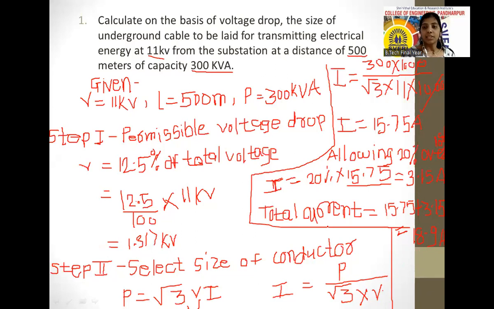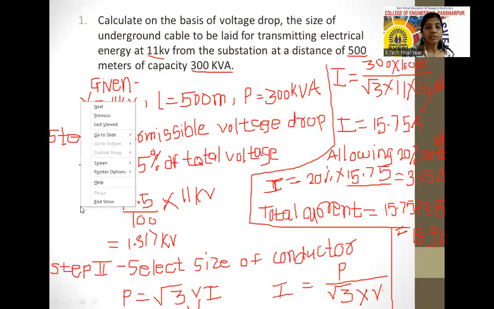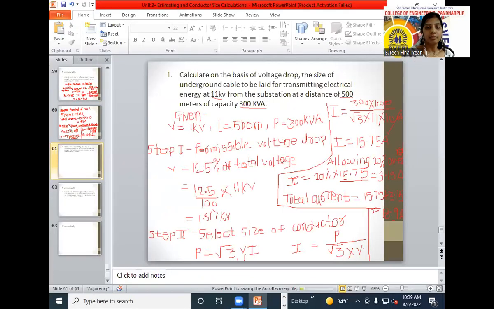I don't have a calculator right now. You just calculate and tell me how much current carrying capacity we should select. 56.7 ampere. 56.7 ampere.